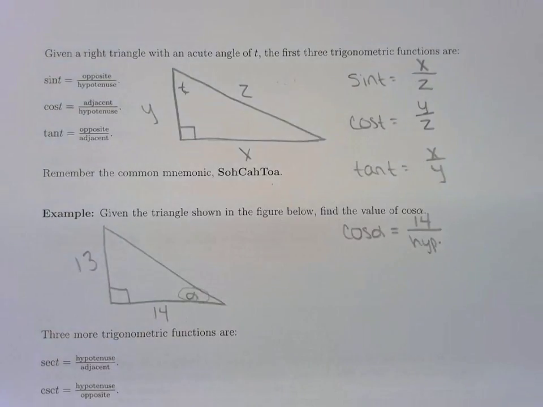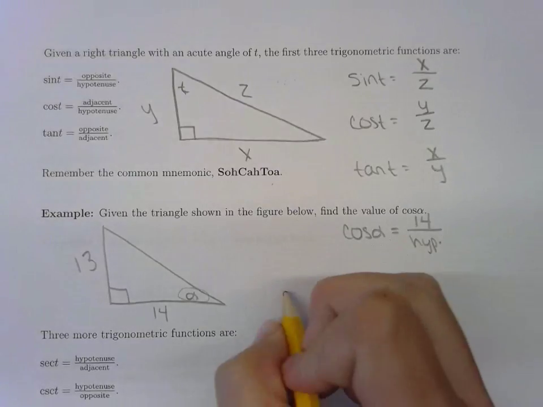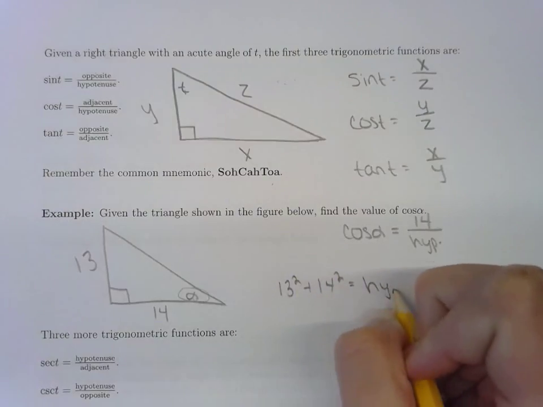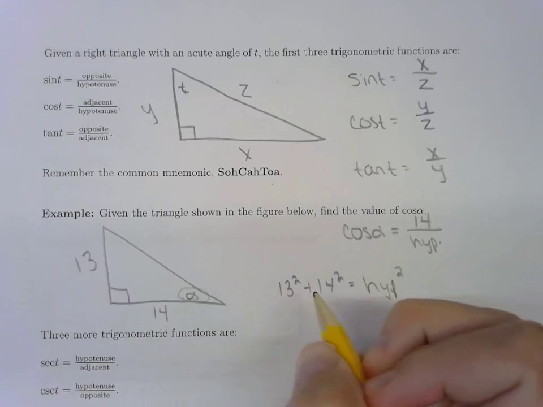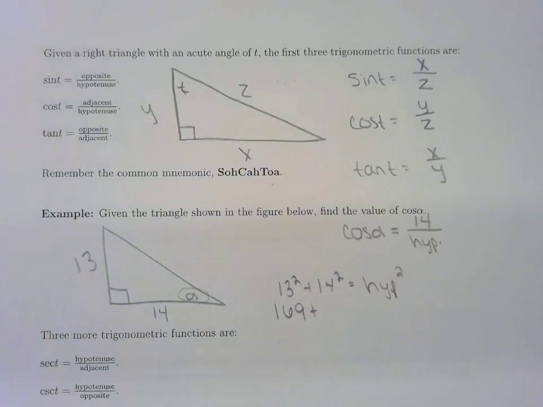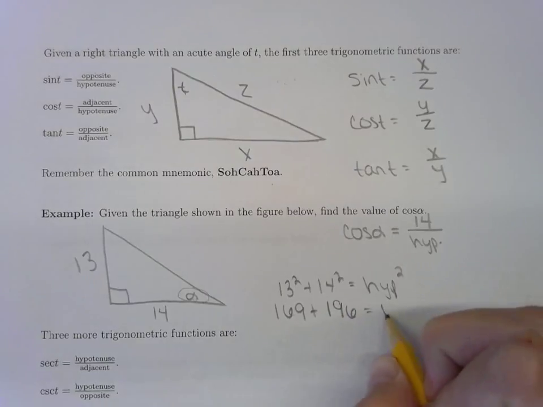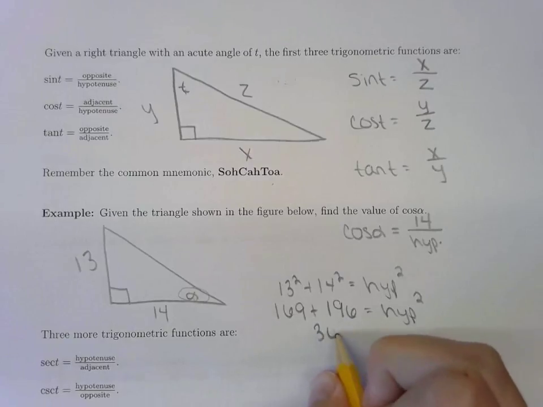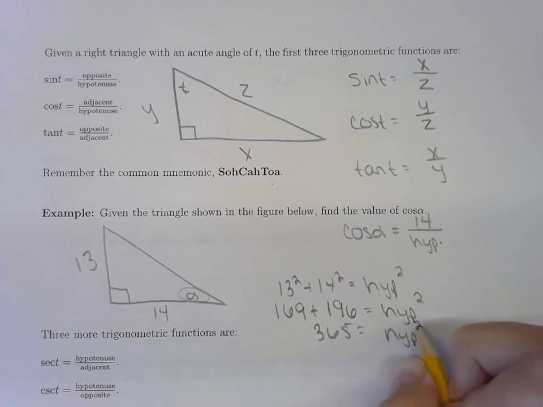So we're going to have to figure out what the hypotenuse is, which we can do since we have a right triangle. So remember, for right triangles, we have leg squared plus leg squared equals the hypotenuse squared. So 13 squared is 169, I believe. 14 squared, I'm going to have to do that in my calculator. 196. Then we'll add those together, get 365 here, which is the hypotenuse squared.